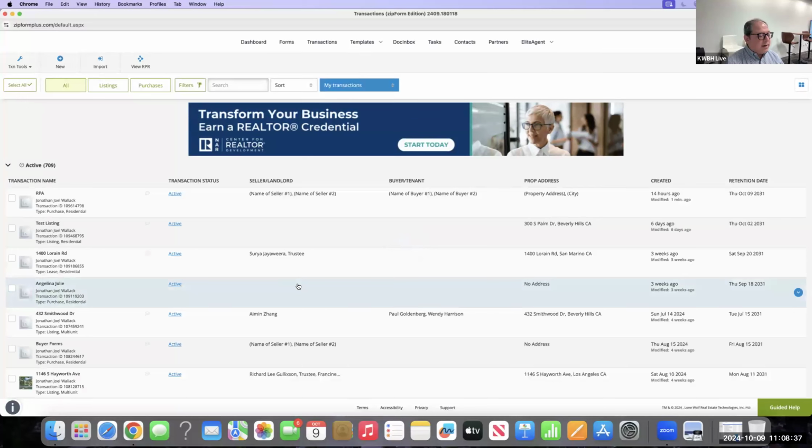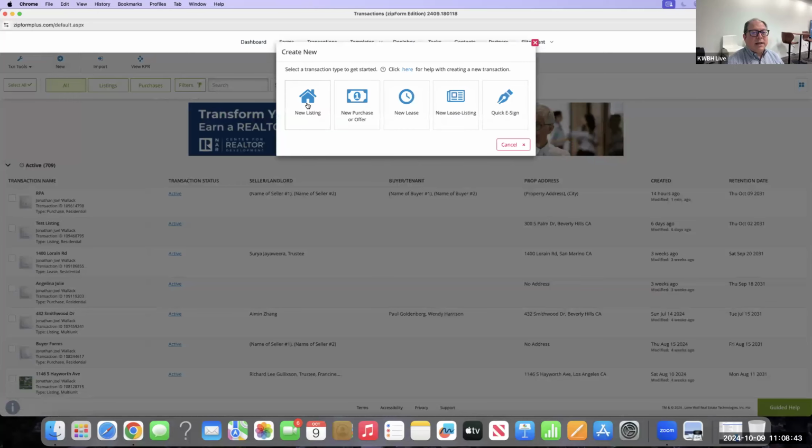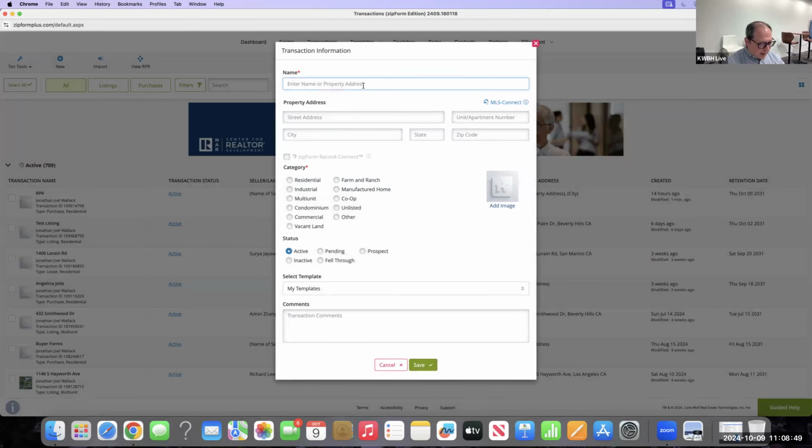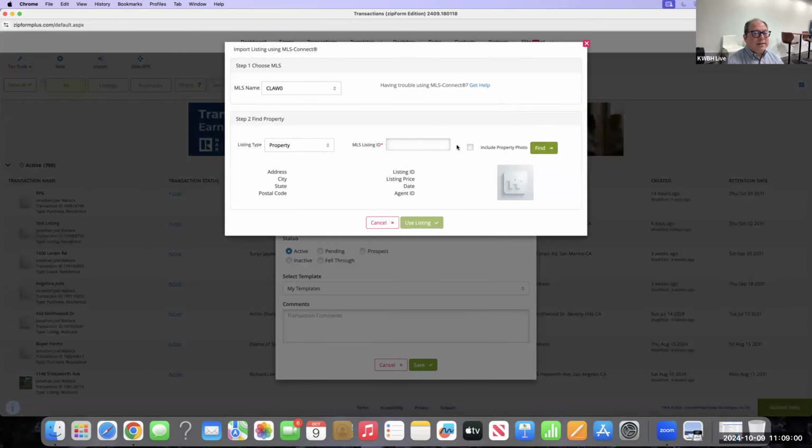When you're going to write an offer, you hit new. Then you will get new proposal. So you'll name it. I usually name it the property address, so just say 123 Full Street. If it's listed in the MLS, you can press this MLS Connect and enter the MLS ID and press find, and it will import all the data into your offer. Pretty cool. I always like to include the property photo.